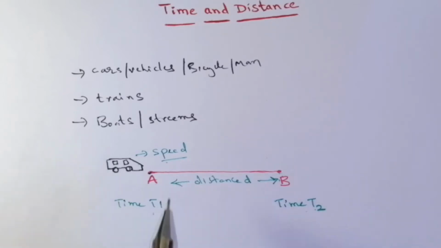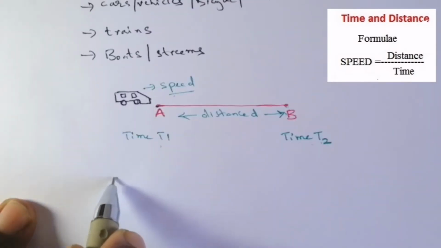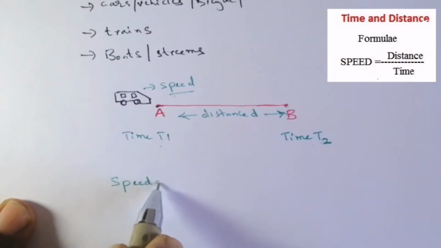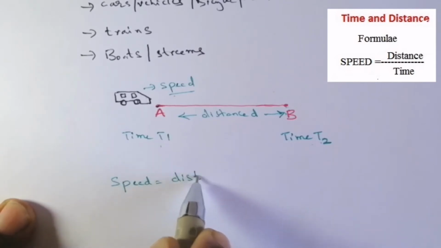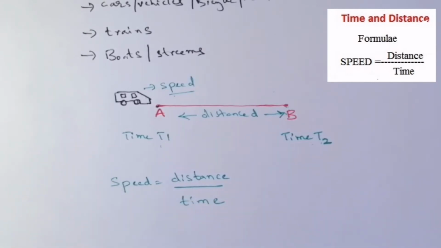So there is a formula for speed. What is the formula? Speed equals distance by time. Speed equals distance by time. This is the major formula which we have to remember for solving each and every problem.